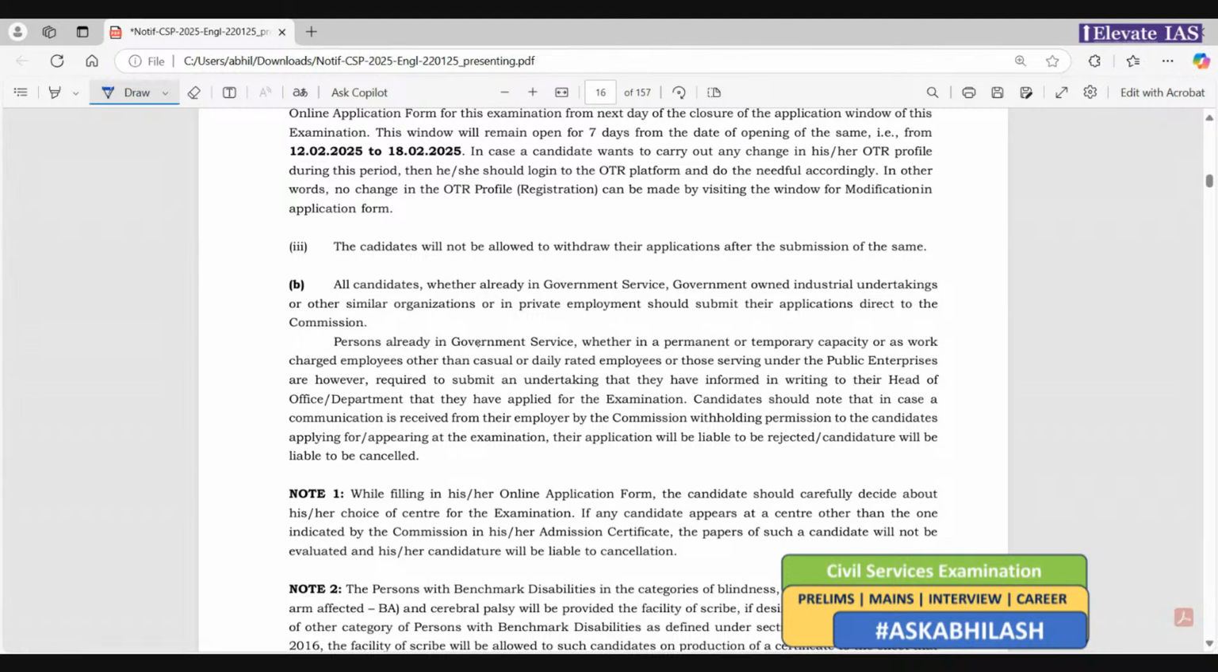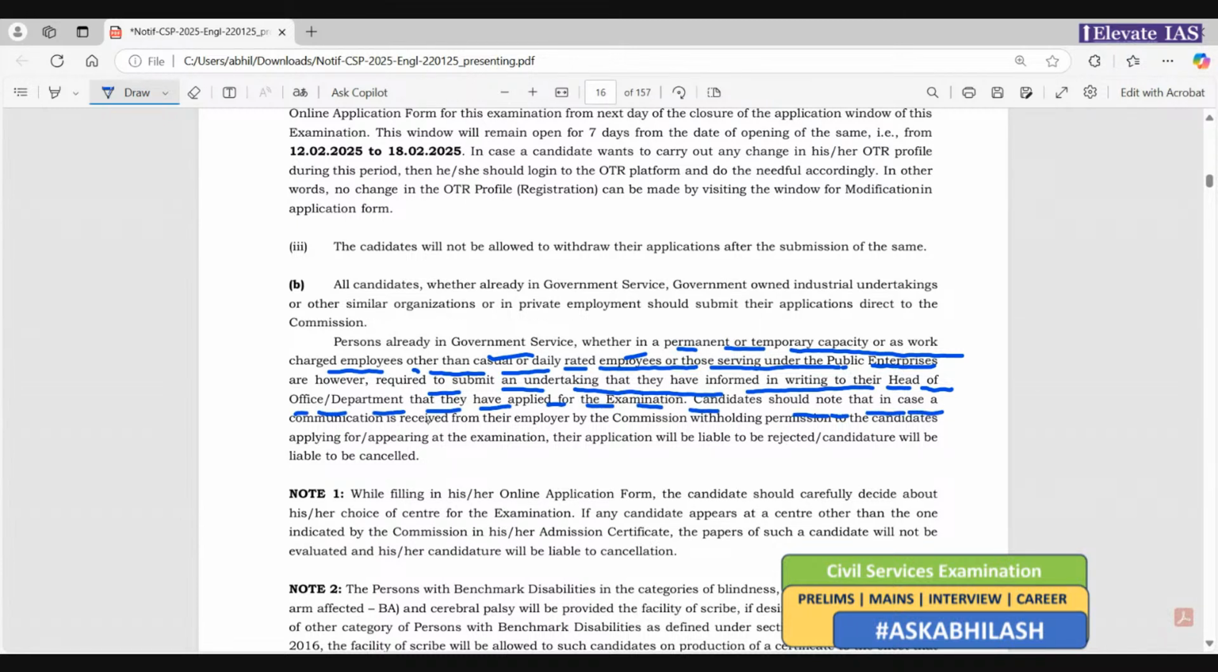People who are already in government service, whether in permanent or temporary capacity, or who work as charged employees other than casual or daily rated employees, those serving under a public enterprise, are however required to submit an undertaking that they have informed in writing their head of office or department that they have applied for the examination. Candidates should note that in case of communication received from their employer by the commission withholding permission to the candidates applying or appearing, the application will be liable to be rejected and candidature will be liable to be cancelled.